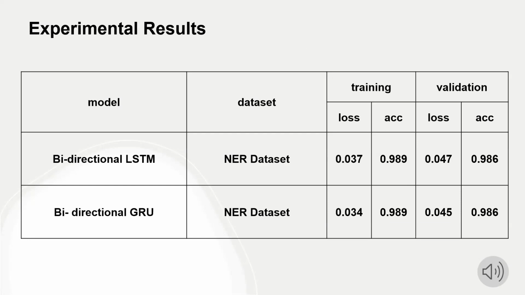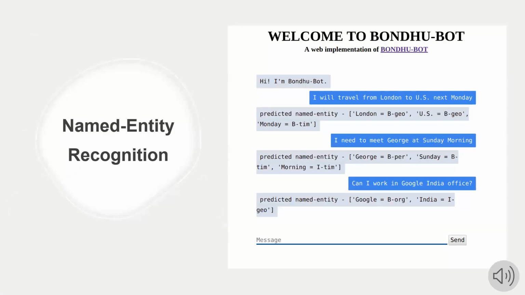So far we have done sentiment analysis, emotion detection, intent classification, and named entity recognition. And here, if we see our test on named entity recognition, the sentence I'm texting is, "I will travel from London to Wales next Monday." Our machine was able to identify the correct entities.